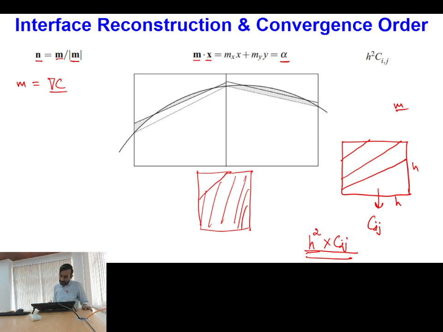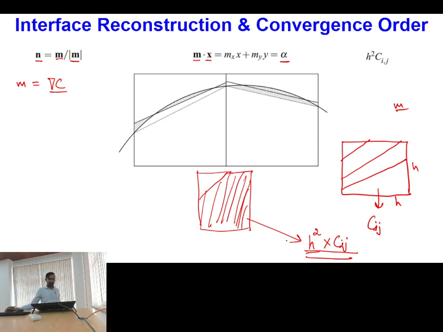So whatever the area this line will be enclosing, that has to be equal to h square into Cij. Then only we will be able to properly represent the shape of the interface. Is this point clear or not?